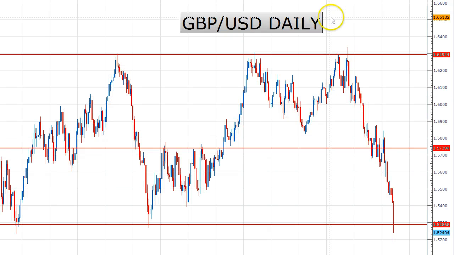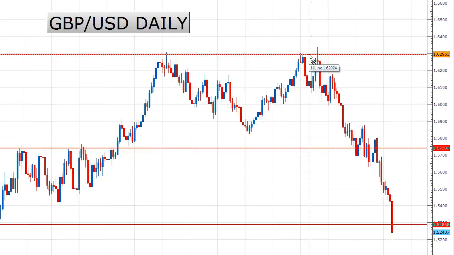And speaking of pairs that are crashing, you can see the pound dollar, just an amazing continuation move today, as we opened above 154 and went all the way down to 152 on today's daily bar. Just to give you a pip count, that bar is about 230 pips from top to bottom on the pound dollar. So a really monster bar.